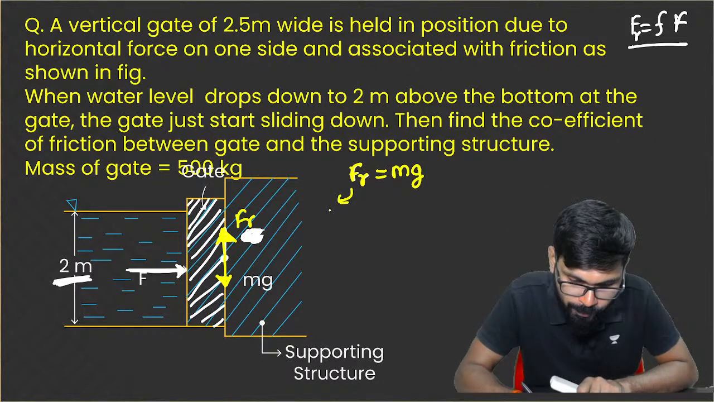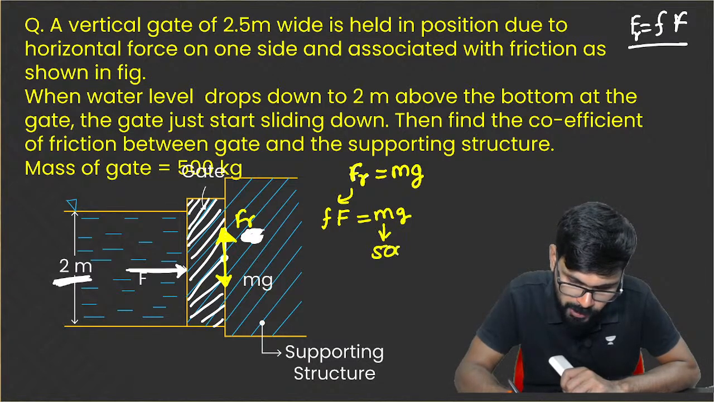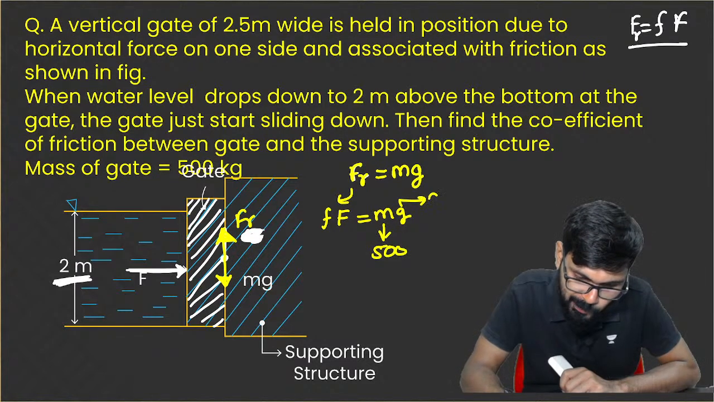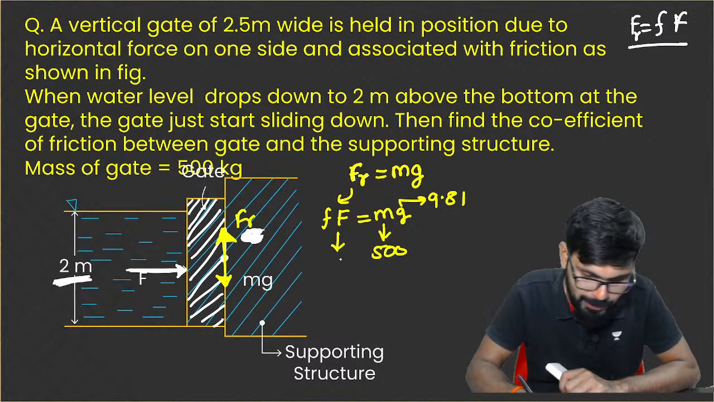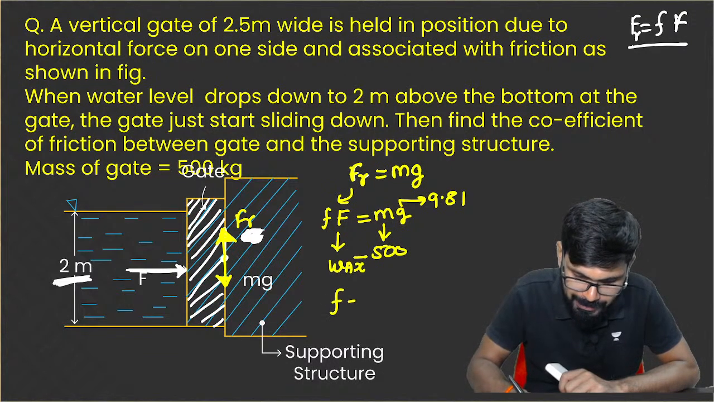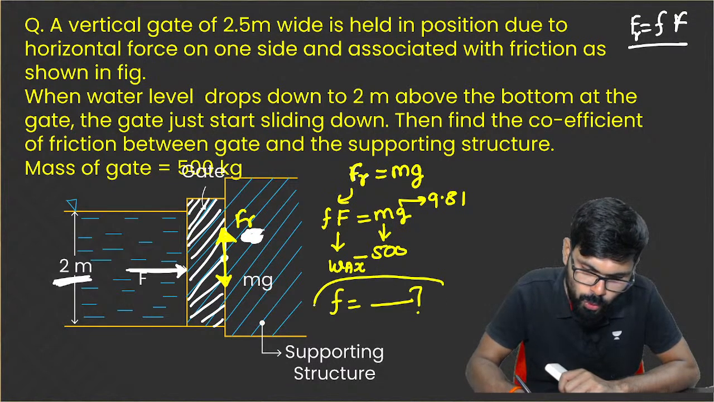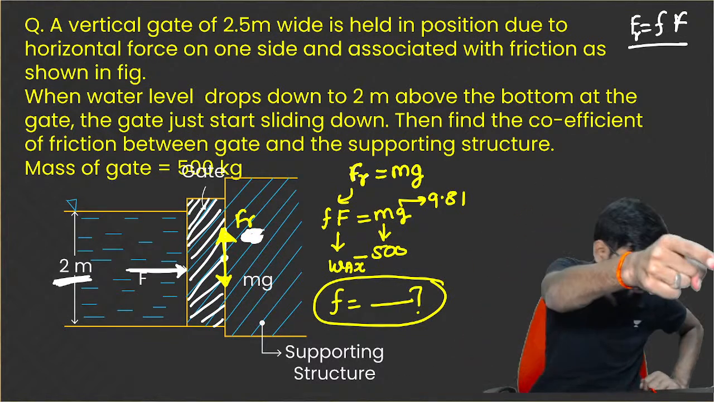And FR is basically μ into F, where F is the hydrostatic force, equal to mg. M is known, 500. g is known, 9.81. You calculate F as WA x bar, then you can calculate μ. The easiest problem, but it seems very, very difficult. I want the answer from you.